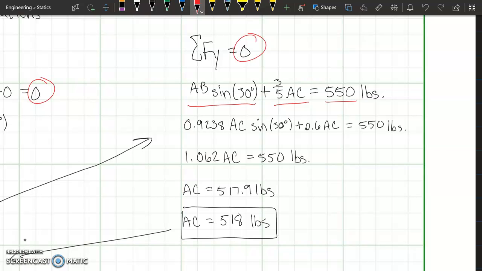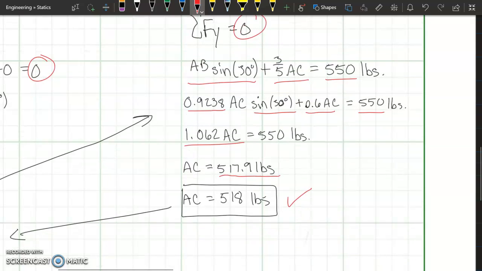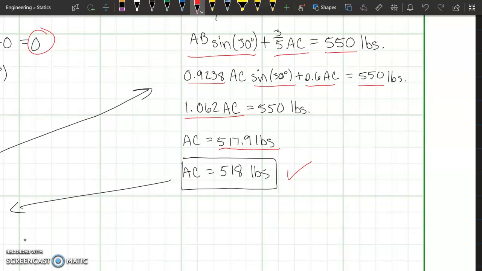This will give me AC times 0.9238 times sine 30 degrees plus 0.6 AC is equal to 550. Pulling the AC out of that and doing all that math there, we get 1.062 AC is equal to 550. Dividing that by the 1.062, that'll give us AC is equal to 517.9 pounds, and when rounded, that'll be 518 pounds. I know I put a square around this one and an arrow, but I lied. We're actually using this value today.